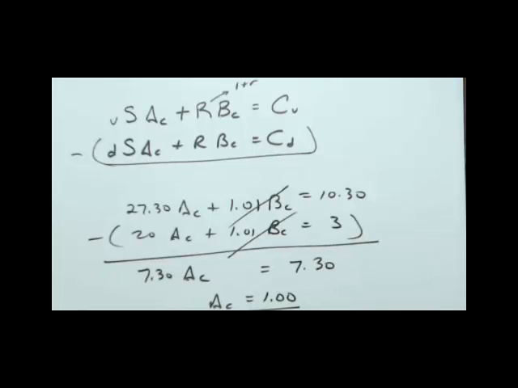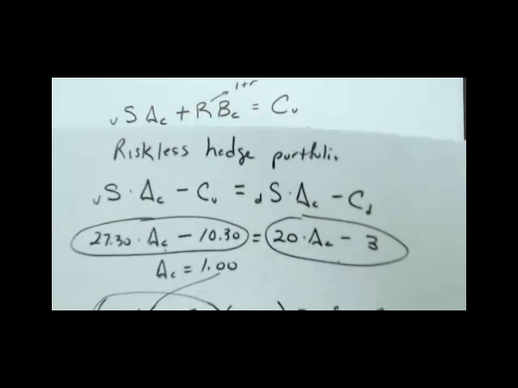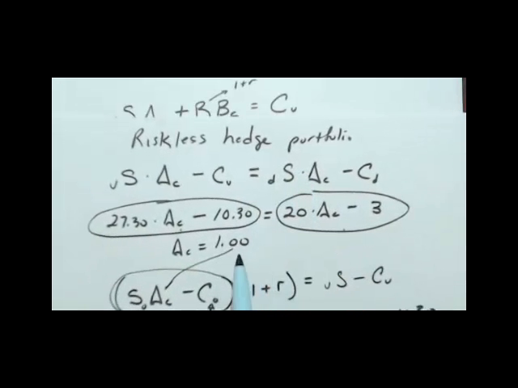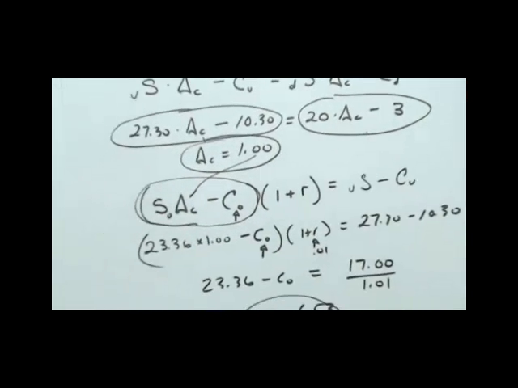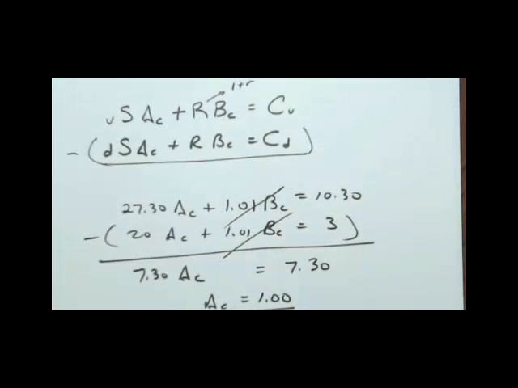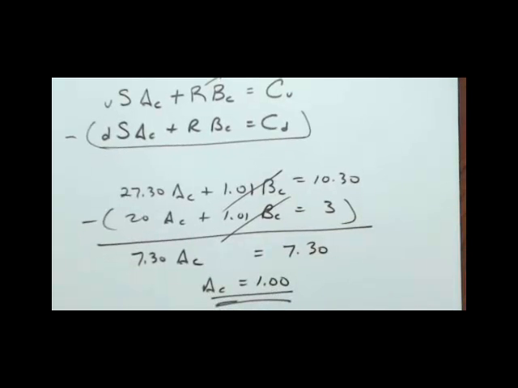I've got so many pages here, I can't figure out where I am. Let's see, I'm looking for that math where I had delta 1. Oh, here it is. When I did the riskless hedge portfolio, I came up with a delta of 1, and we figured out a call value of 6.53. So here I have it, the delta C of 1, or hedge ratio of 1.